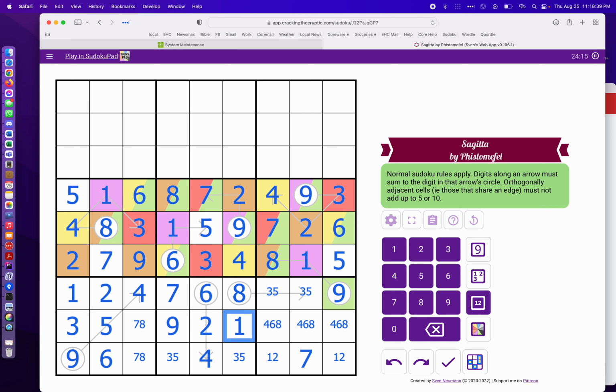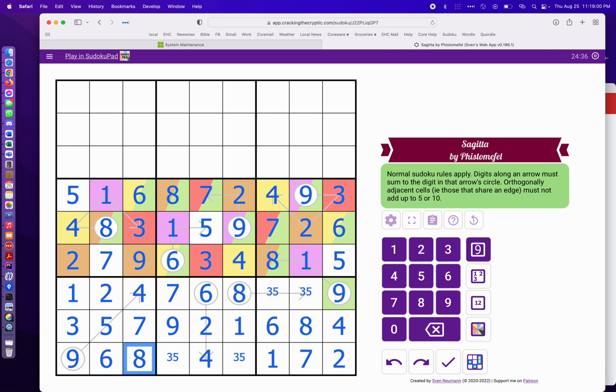This is not a 7. This can't be a 4. Oh, and it can't be an 8, so that's a 6. 4, 8. That has to be an 8 because it can't be a 4. That's a 4. 1 and 2. Oh, that can't be a 1, so that's a 2. That's a 1. Oh, this is a 7. That's an 8. Okay.